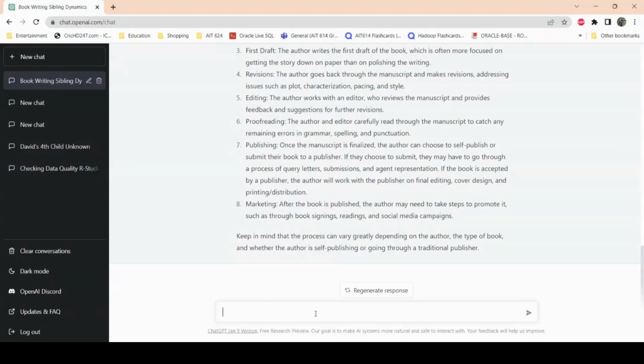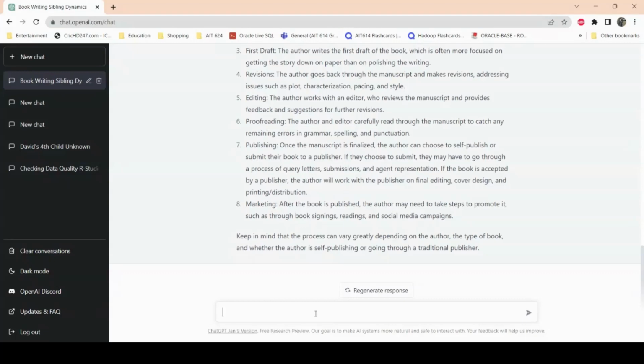And of course, publishing. Once the manuscript is finalized, the author can choose to self-publish or submit their book to a publisher. If they choose to submit, they may have to go through a process: query letter submission and agent representation. If the book is accepted by a publisher, the author will work with the publisher on editing, cover design, printing, and distribution. And then marketing, after the book is published, the author may need to take steps to promote it, such as through book signings, readings, and social media campaigns.